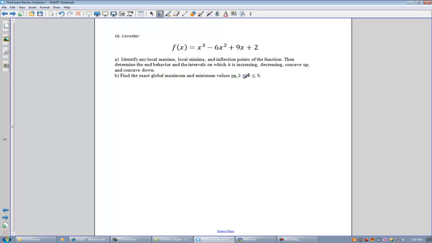Okay. So let's do part A first. It's actually 2 problems. All right, let's take a look at part A. So to do part A, what you need to do is the first couple steps. So we want to do step 1.